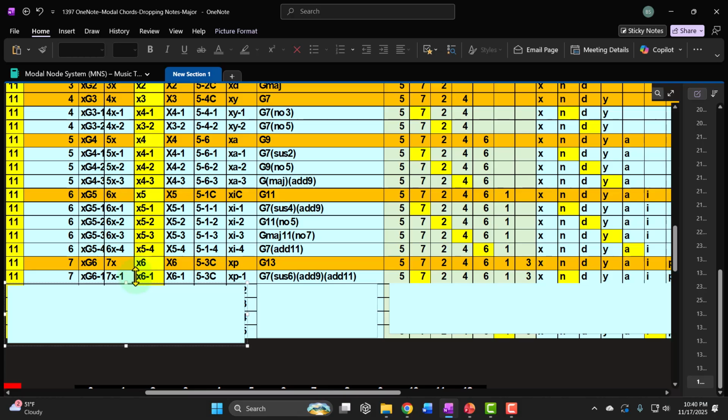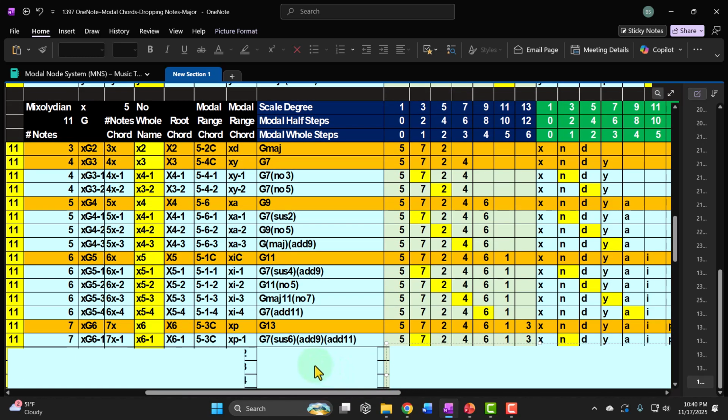And that would be, okay, the 13 is equivalent to the 6 that we skipped. So if I drop the 3, I can replace it with the 13, which I bring down to the 6 and replace it with. So that would be a G7 sus 6, and then I have to add the 9 and add the 11. Whatever you want to call it, it would be easier to just say it's a 7x -1 or an x6 -1, meaning I'm going to go 6 modal whole steps up from the root, which is 12 modal half steps, 13th scale degree, and then I'm removing the one that's 1 modal whole step up, which is 2 modal half steps, 3rd scale degree.